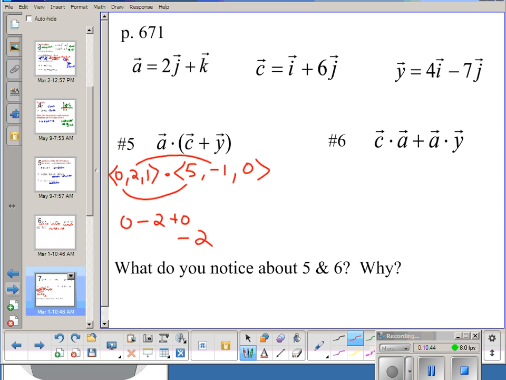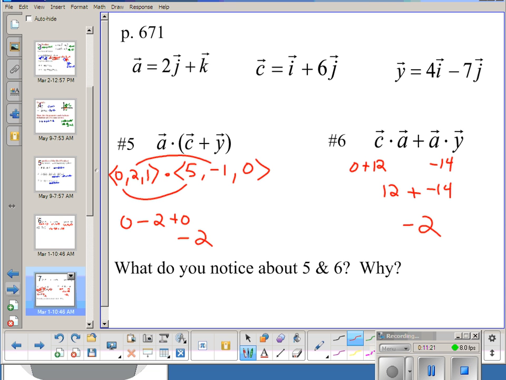Over here, we're going to dot c and a. And so I'm going to have 1 from the c and 0 times the a, so that's 0. And let's see, j and j is going to give me a 12. 6 times 2 is 12. And then k for my c vector is 0, so I get a 0. So this is 12. And a dot y, I get 0 times 4 is 0. I get negative 14 from my j's multiplied together. And that's it. Minus 14, and I also get negative 2.